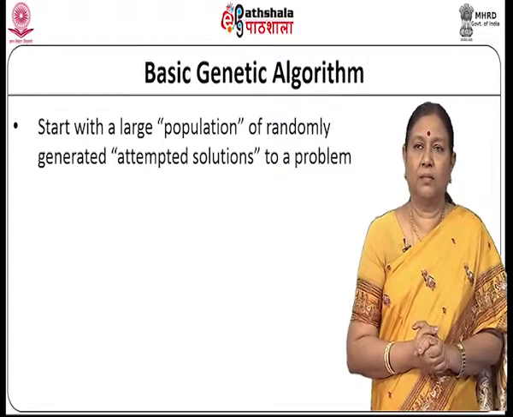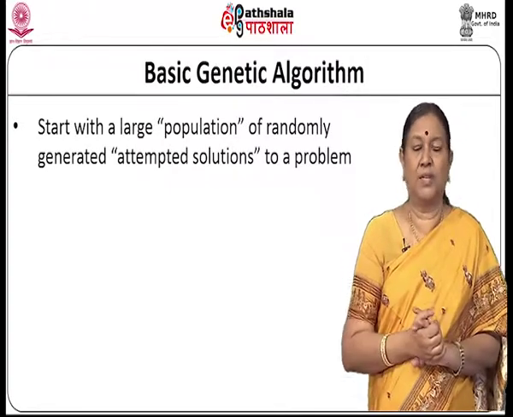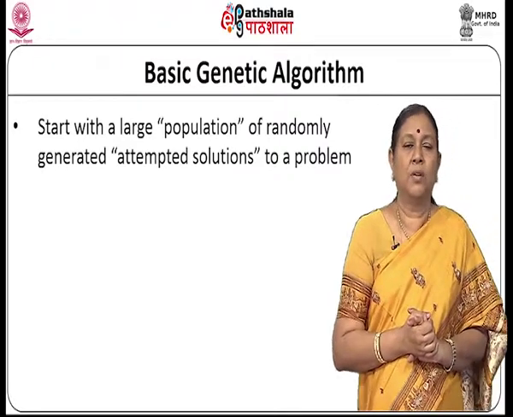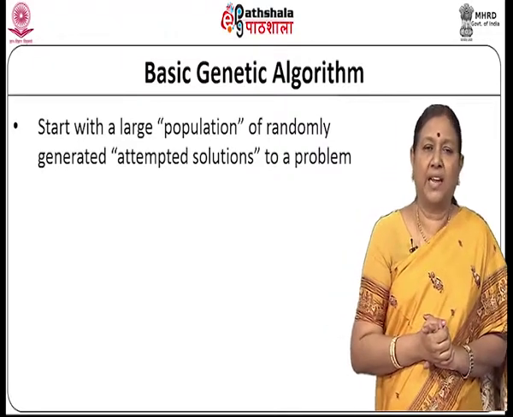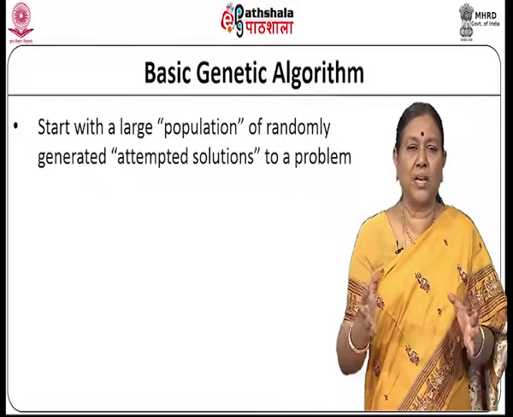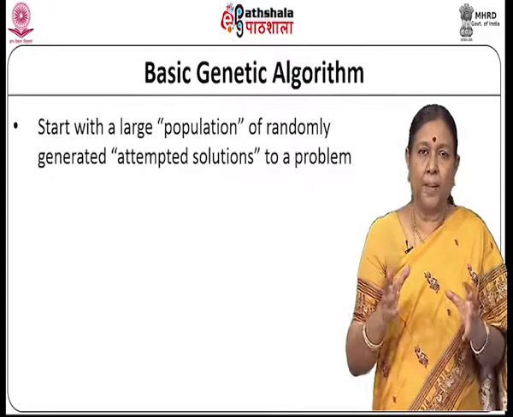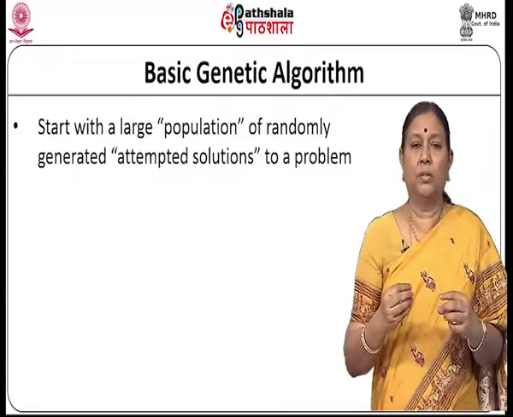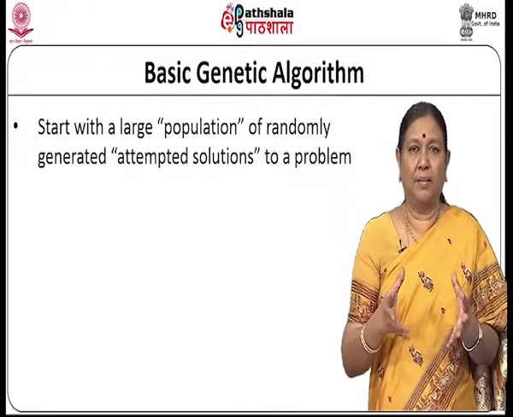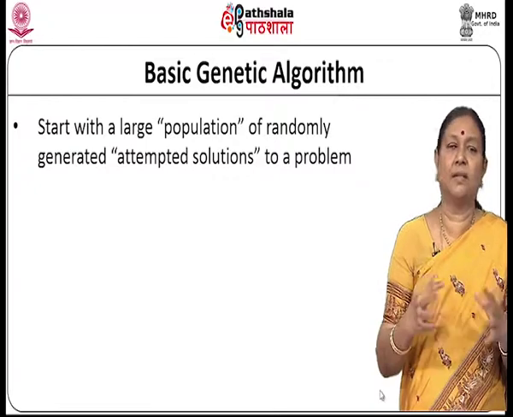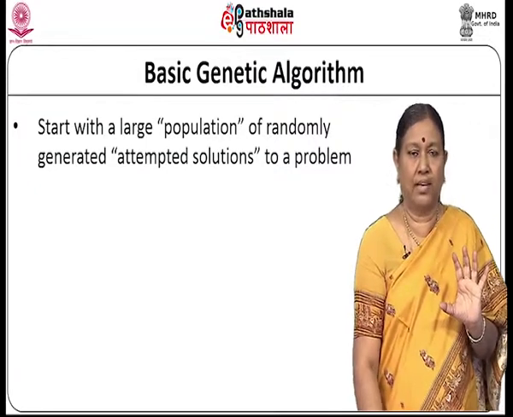Here we are going to talk not in terms of nature, we are talking about the actual algorithm. You start with a large population of randomly generated attempted solutions to a problem. So, you first have to start with a population. The population here is all the possible solutions to a problem. So, you can randomly select, it need not be actual solutions you have found out by some other means, it can be randomly generated solutions to a problem.